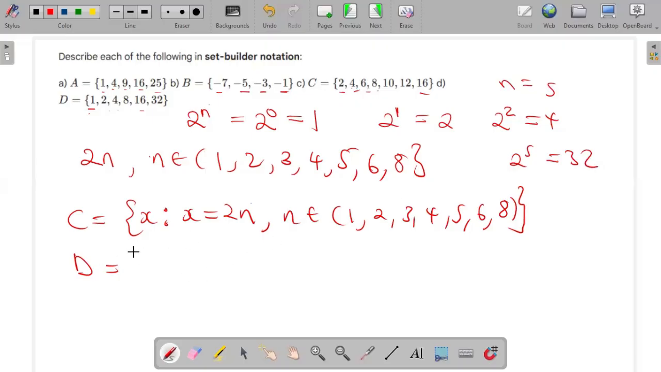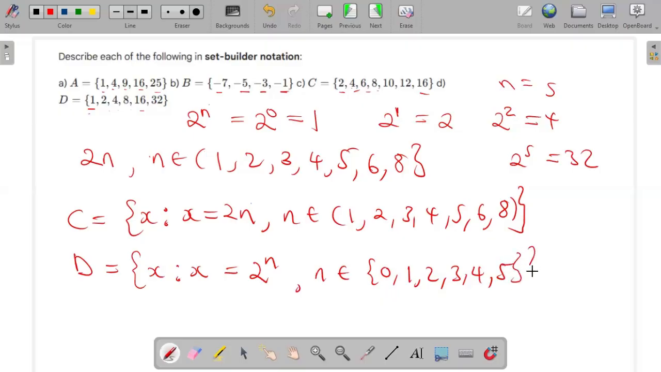So this then, I'm just going to write that it's a set of x such that x is equal to 2 to the power n, and then n can take on values 0, 1, 2, 3, 4, and 5 like that. And just like this, I have written it in set builder notation. I don't know if there are any questions on listing and set builder notation, but essentially we are done. We now want to look at a different concept. Are there any questions before we continue?